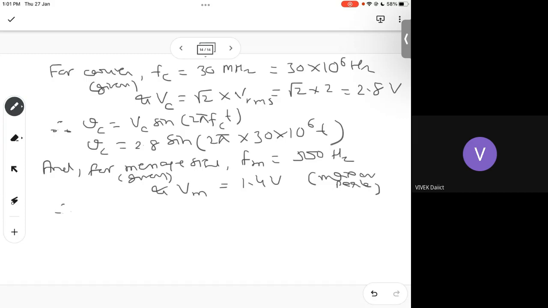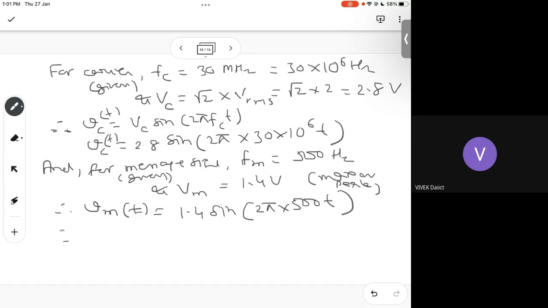So I could write this as Vm. So you can write VM(t), basically the time domain expression. So we always write t in the bracket here. So this expression becomes something like 1.4 sine 2 pi into 500t. Okay, straightforward. You can actually solve it also, but I'm not solving it completely. That means you can multiply 2 pi into 500, so 1000 pi and all those things.